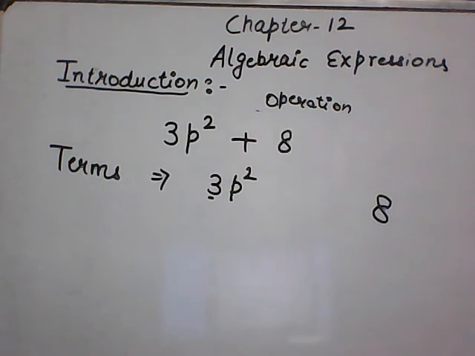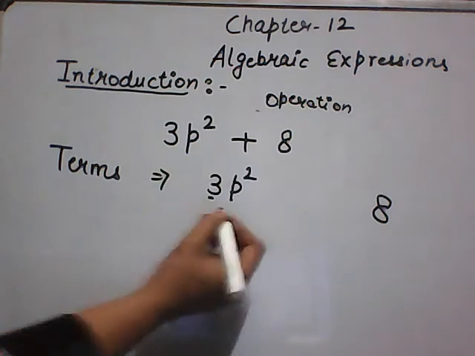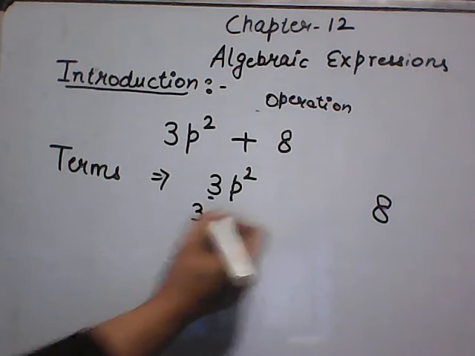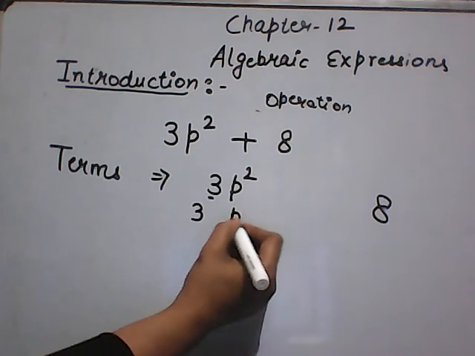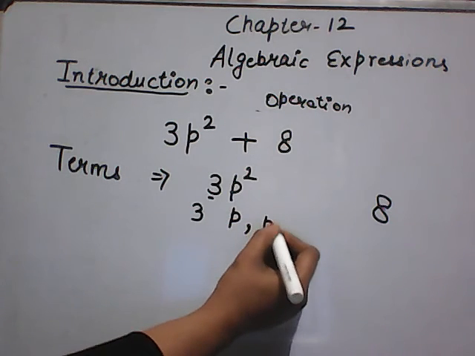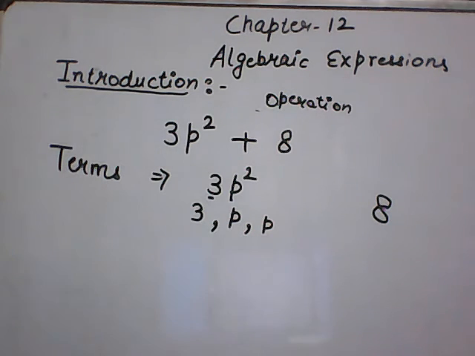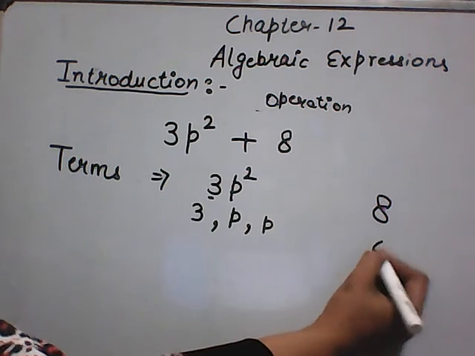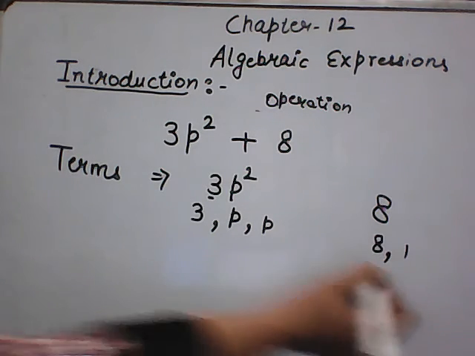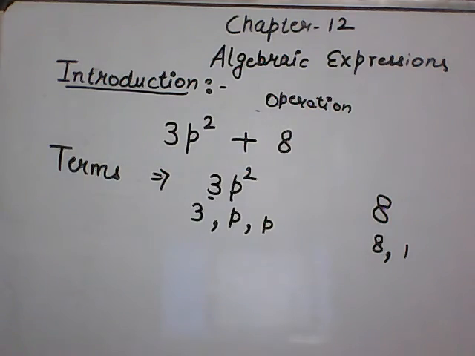So terms can be factorized. Here 3 can be written as 3, p square can be written as p multiplied by p. So these are the factors of 3p square, that is 3, p and p. Now what are the factors of 8? 8 can be written as 8 multiplied by 1. So 8 and 1 are the factors.